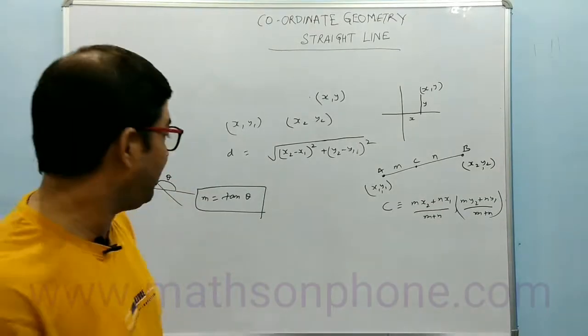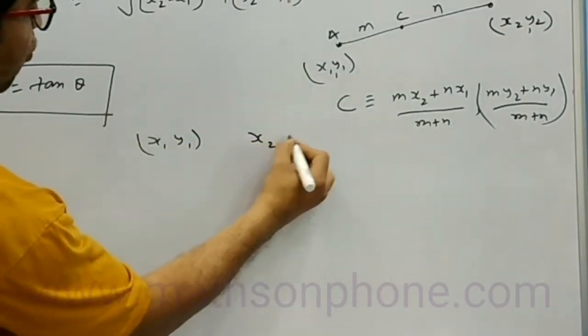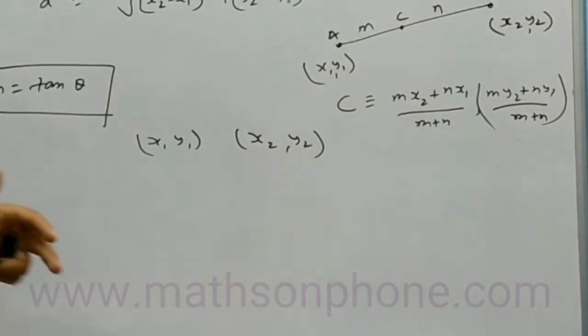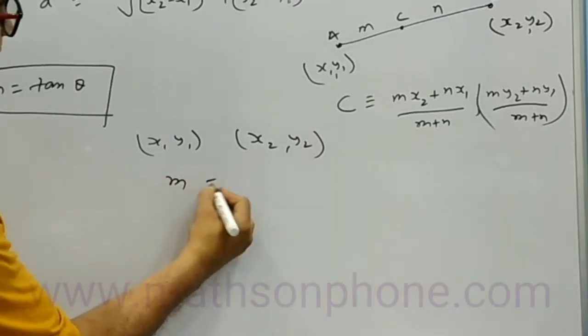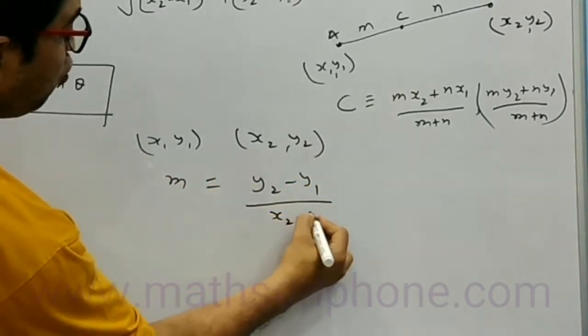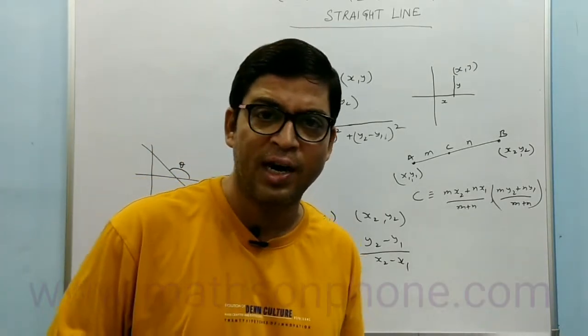Suppose 2 points are given, x1, y1, x2, y2. Then the slope of a line segment, or you can say the line joining the 2 points, is taken as m is equal to (y2 minus y1) by (x2 minus x1). That is the very basic thing which we have seen earlier.